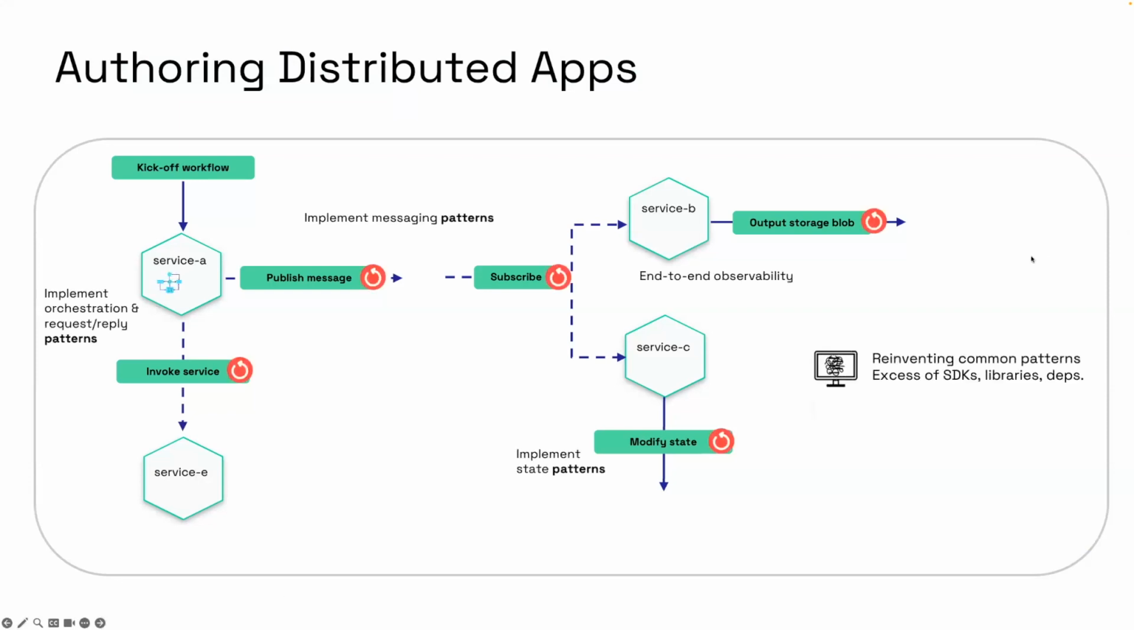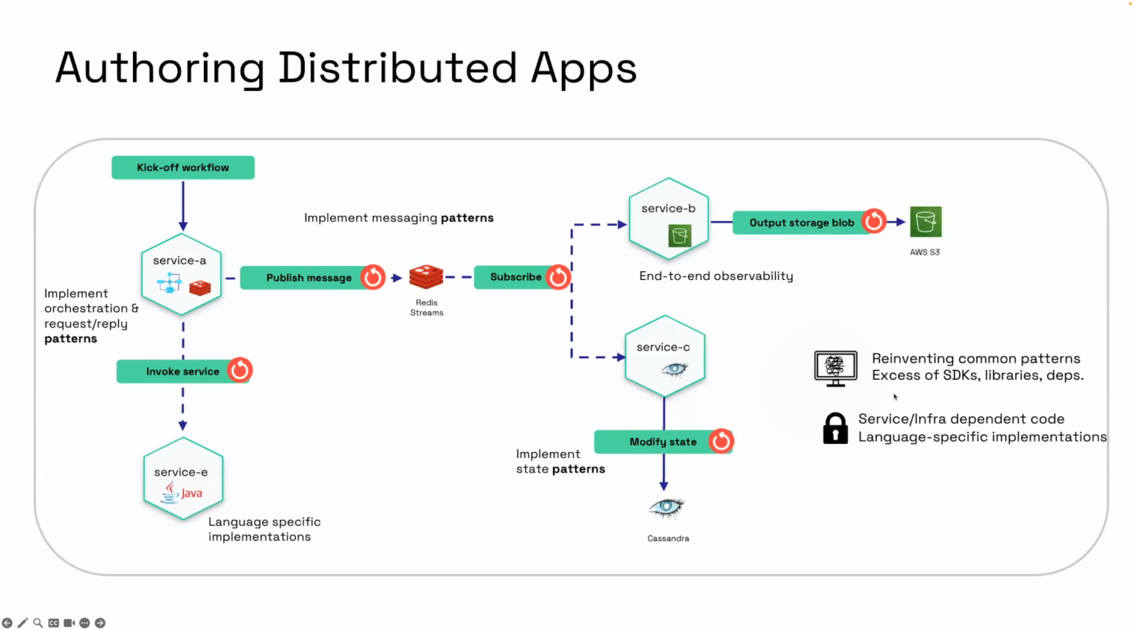And on top of all those things, you want to ensure that you have resiliency in all of these calls, right? If it's a distributed application, they might be running on different systems, different platforms. You want to ensure that all of these communications happen resiliently. You also want to have end-to-end observability baked into this entire process. And a lot of this leads to reinventing common patterns, as I previously mentioned, in terms of the number of SDKs, libraries, and dependencies that you have to use to give you all of these features.